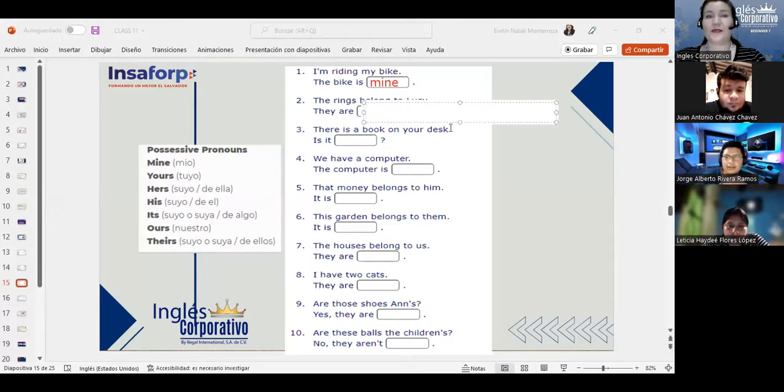The rings belong to Lucy. They are hers. Because you are talking about the rings, right? And they belong to Lucy. They are hers. Son de ella. The next one. There is a book on your desk.